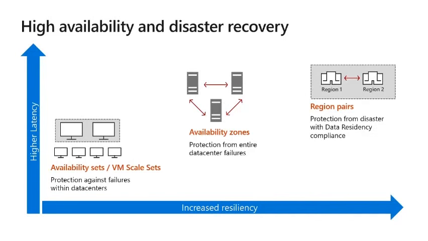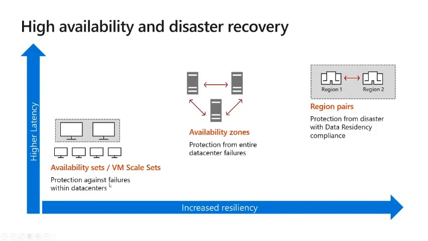High availability and disaster recovery. So you have higher latency, and here you have increased resiliency. Increased resiliency means high availability, and you can easily recover from a disaster. So you have availability set, which is also called virtual machine scale sets. You have availability zone, and then you have region pairs. So this is basic. You can have as many virtual machines as you want.